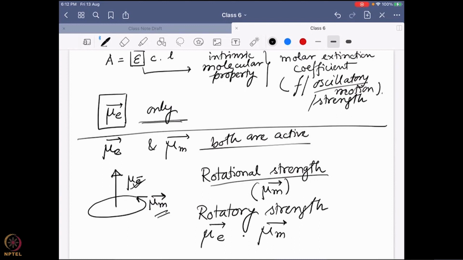So what I'm looking into is whether I can make a molecule such that its electronic excitation can happen not only with the electrical dipole moment but also with the magnetic dipole moment. And over here, this particular term, rotatory strength, comes in, which is very much analogous to the oscillatory strength for a simple electronic distribution. Now, what is the implication of wanting both electrical dipole moment and magnetic dipole moment activity in a system? So let's take a look into it.